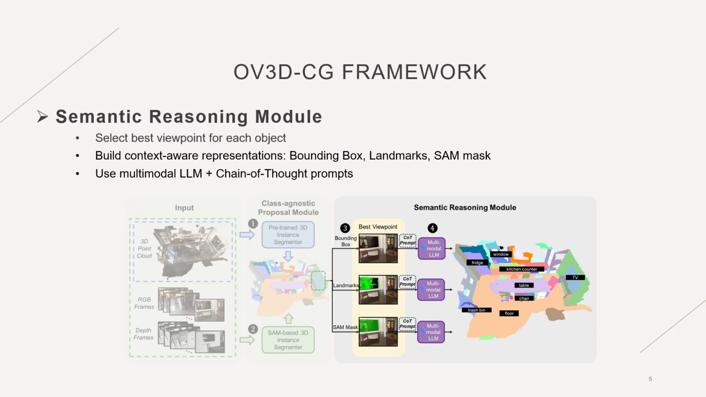For each object, we pick the best viewpoint. Then we create different context-aware representations, such as bounding boxes, landmarks, and SAM masks. These are passed into a multimodal large language model, guided by chain-of-thought prompts. The model then reasons about the object, using both its appearance and the surrounding context to assign the correct label.